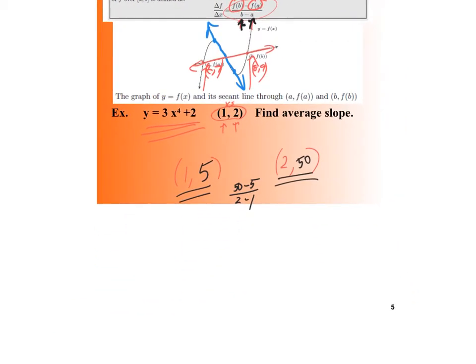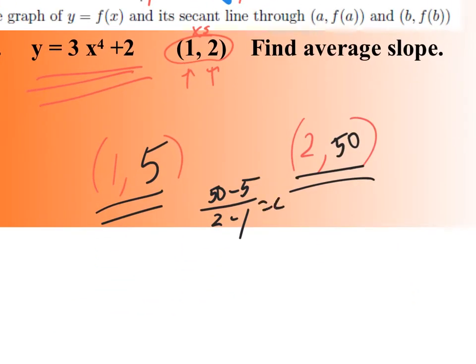Let's finish this puppy. What is 50 minus 5? 45. 2 minus 1? 1. So it's got an average slope of 45. What if they gave us context, like we're talking about how many weasels per hour you can manufacture in your plant? You sell wooden weasels.